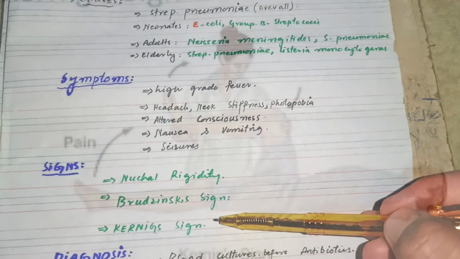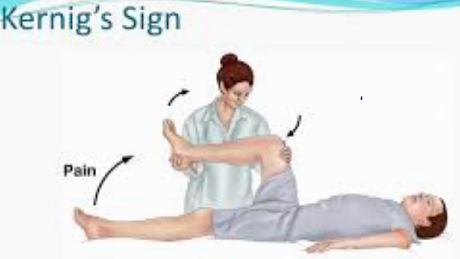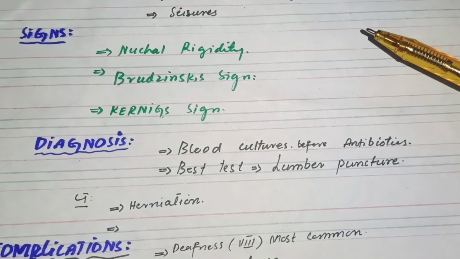The other is Kernig's sign, and you have to lie the patient in supine position, and then flex the leg at the hip joint as well as at the knee joint. Then subsequent extension of the leg at the knee joint will cause pain in the patient. There will be painful extension of the leg at the knee joint.